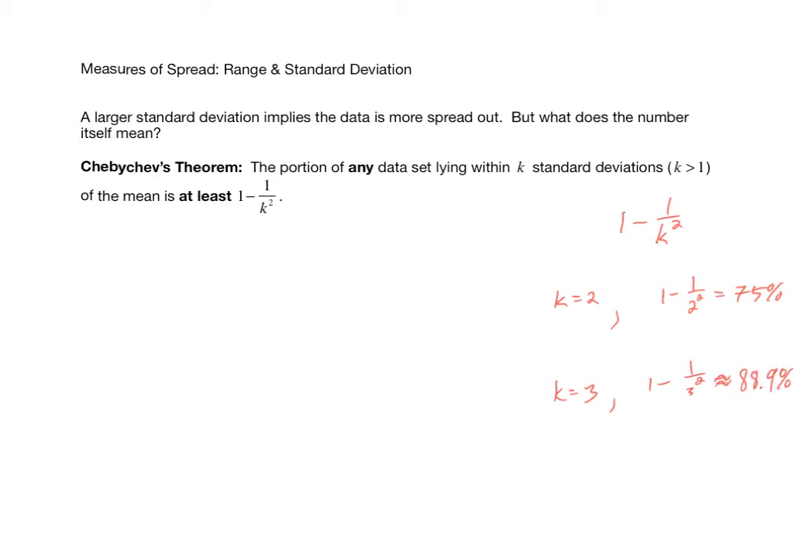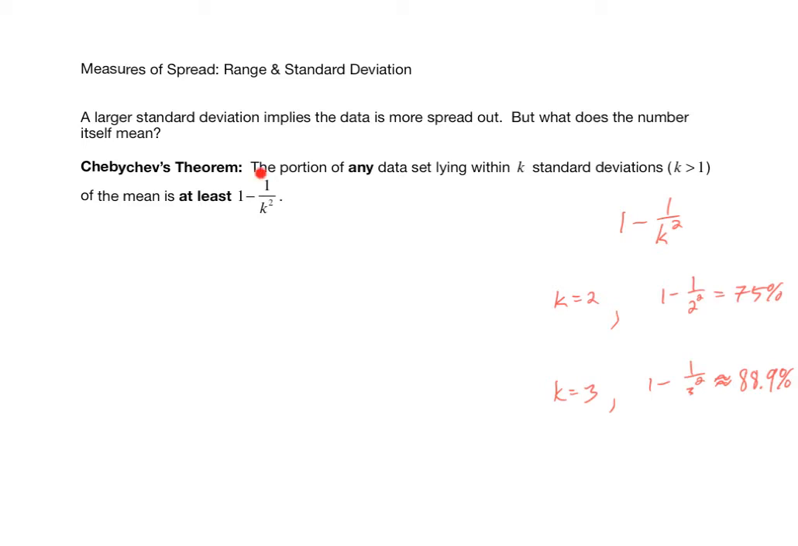So let's reread the theorem now, plugging in k equals 2 and then k equals 3. Chebyshev's theorem says the portion of any data set lying within 2 standard deviations of the mean is at least 75%.